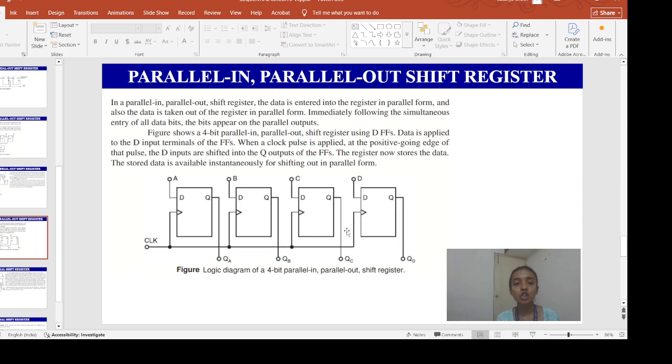So this figure shows the 4-bit parallel in, parallel out shift register using D flip-flops. Data is applied to the D input terminals of the flip-flops. When you apply the clock pulse, at the positive going edge of the pulse, the D inputs are shifted into the Q outputs of the flip-flops. The register now stores the data. The stored data is available instantaneously for shifting out in parallel form.